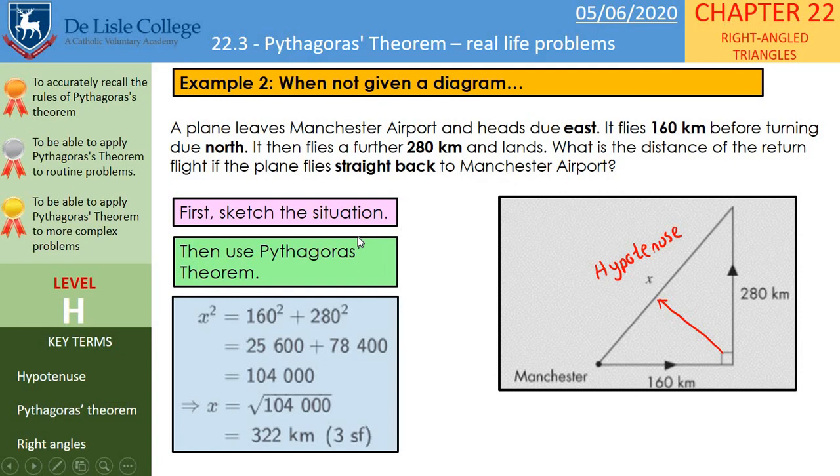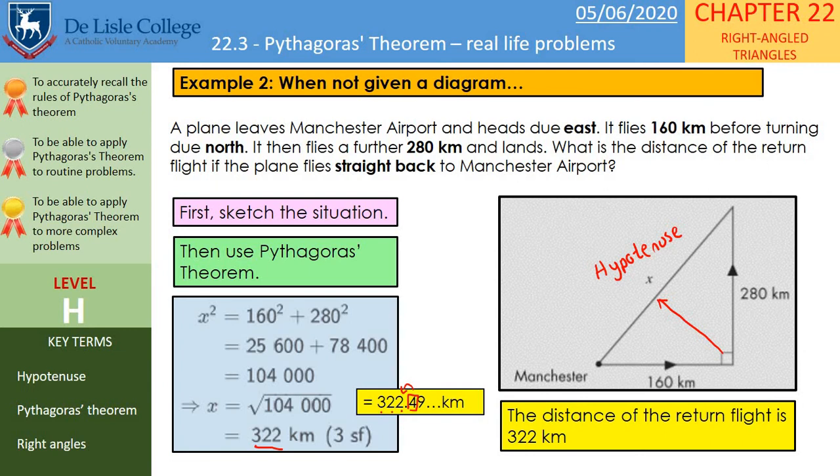So we would do our 160 squared plus our 280 squared, which is here, and then we would square root and we would get 322 kilometres to 3 significant figures. Now, it's 3 significant figures because I want to round the answer you actually get. If you square root 104,000 on your calculator, we get lots of decimals afterwards. Well, we've got our first significant figure, our second and our third. So the 4 is in charge. And we know the rules of rounding are 4, leave it alone, 5, round up. Well, 4 doesn't round the 2 up, so it stays as a 2. So we get 322 kilometres. Therefore, the distance of the return flight is 322 kilometres. Again, it should be the longest side because it's the hypotenuse, and it is.